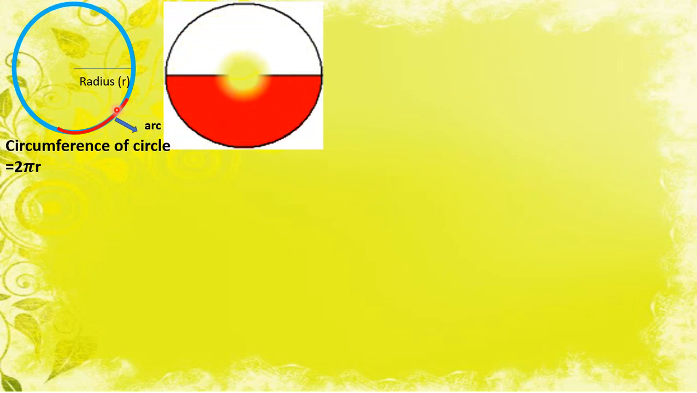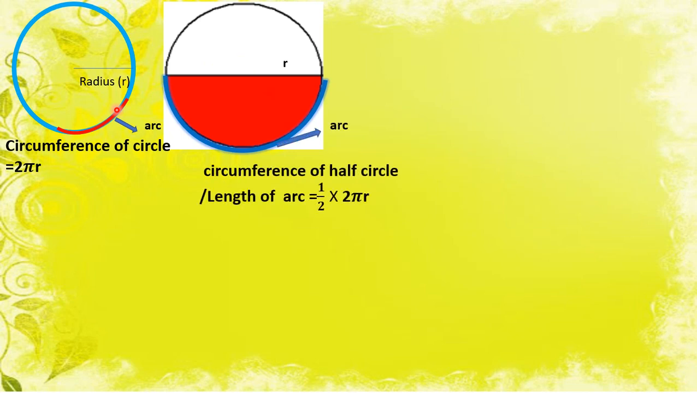And if we consider this small part of the boundary of the circle, it is known as the arc, or we can say this is the arc of the circle. Let us consider the second figure where this arc is shaded and shown by the blue color.